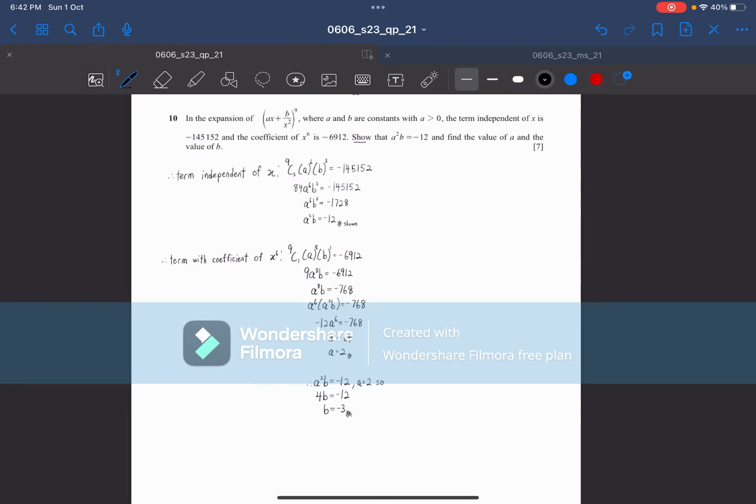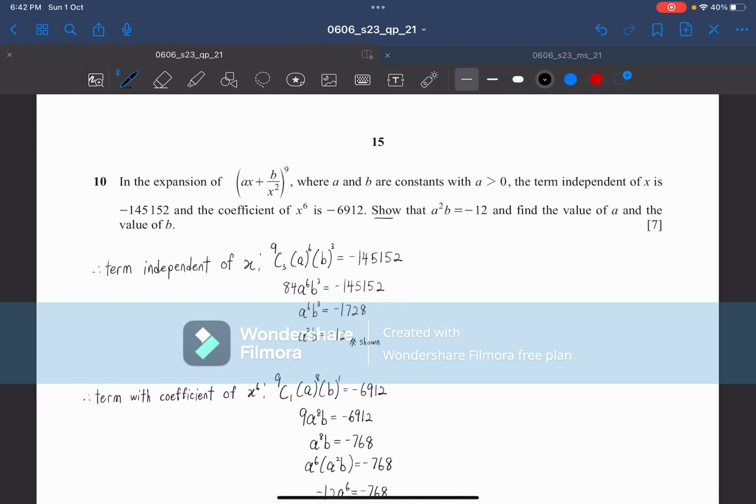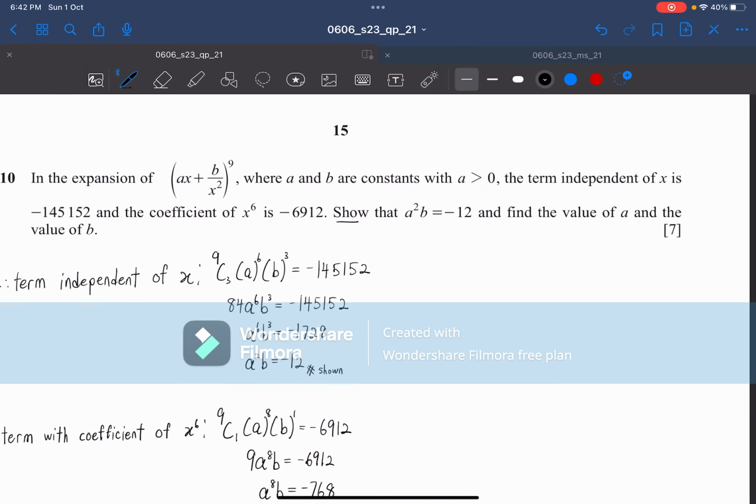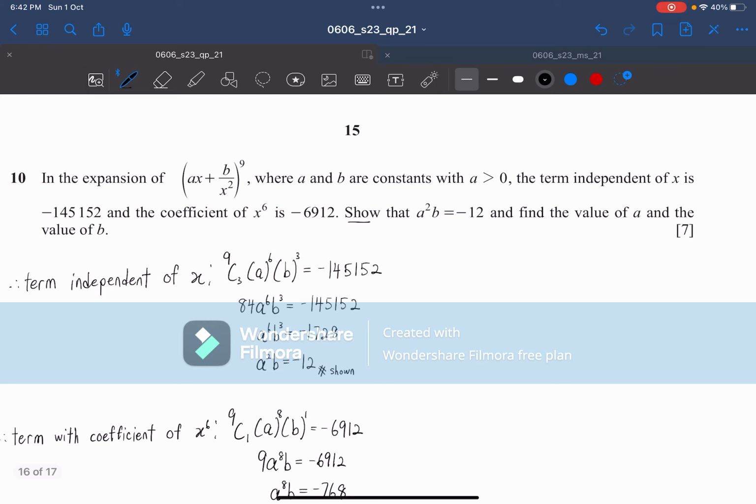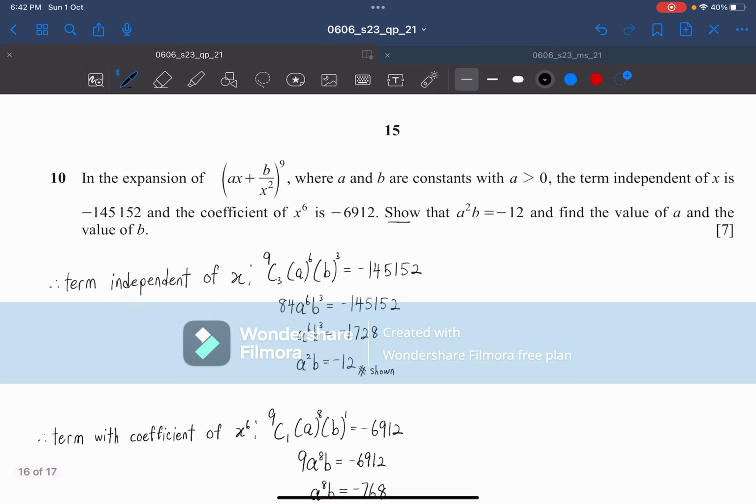All right, so question 10. In the expansion of this right here, where a and b are constants and a is greater than 0, the term independent of x is this, and the coefficient of x to the power 6 is this right here, negative 6912. Show that a squared b is equal to negative 12. Find the value of a and the value of b.